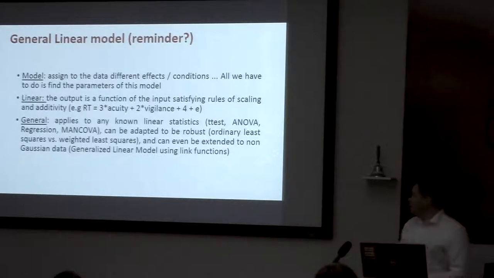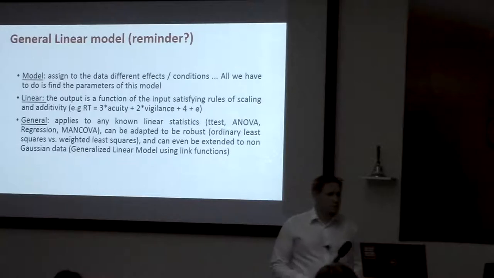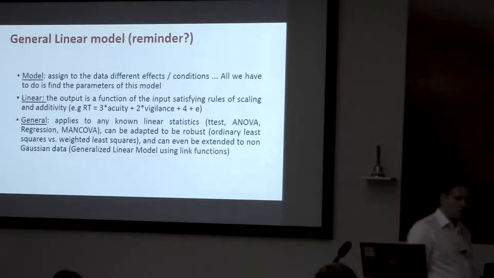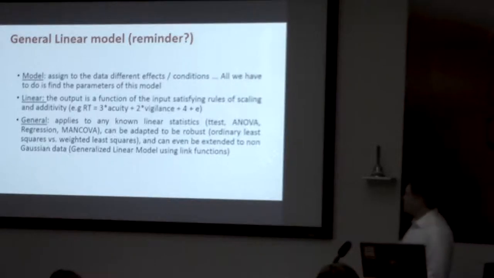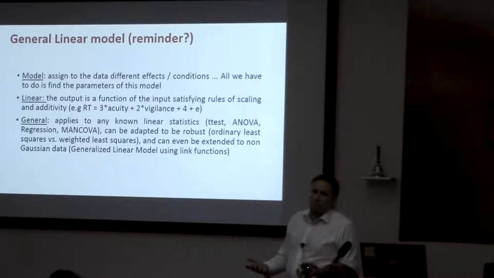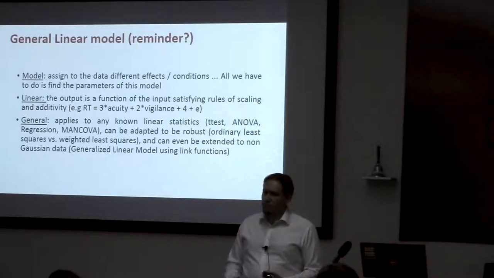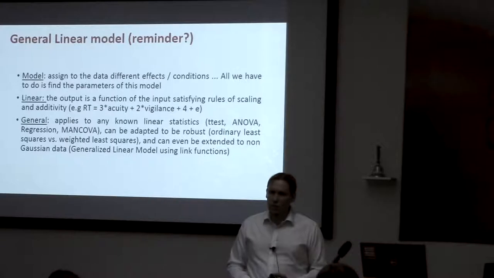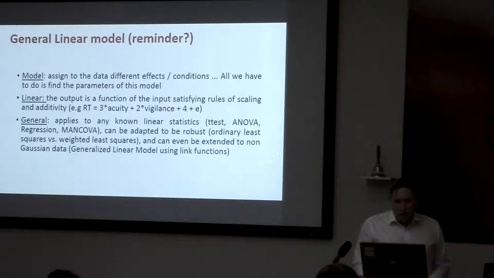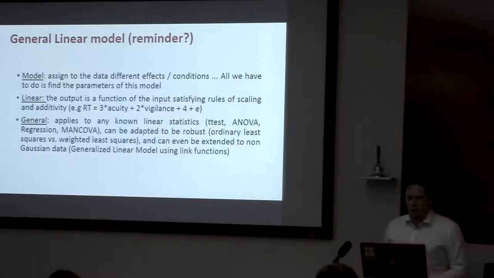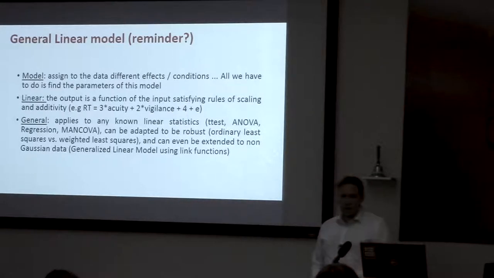And why is it general? Well, it is general because the GLM applies to pretty much all the stats that you know about. T-test, ANOVA, regressions, MANCOVA, whatever. And that's why this new way that we have implemented in EEGLAB is more flexible, because you can do any design that you like with as many conditions and covariates and anything you can think about, you can model it now with your EEG design, because we use a GLM. And you can extend it, from ordinary least squares to weighted least squares, and then you can use generalized mixed models using, for instance, link functions.